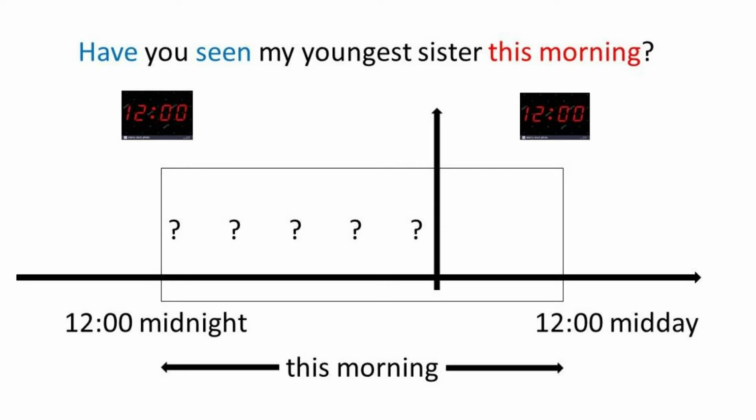Look at the timeline. Is it still this morning? Yes, you're right. How do we ask this question if it's late in the afternoon now? Well, we ask, did you see my younger sister this morning? So why do we ask this way? Because the morning has finished and the action is no longer connected with the present. Very good.